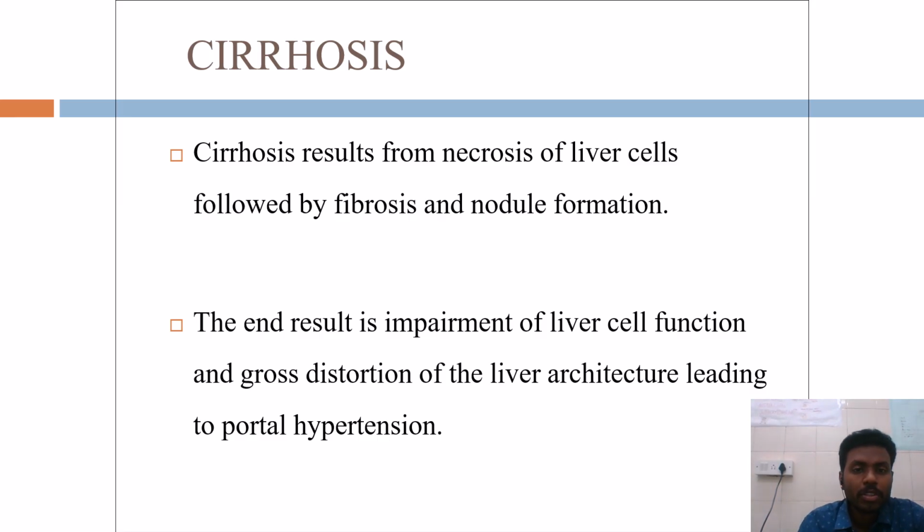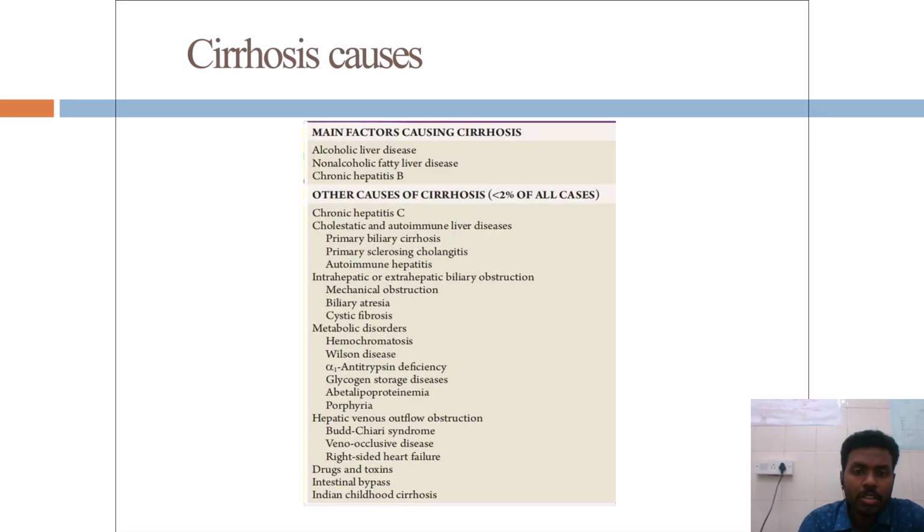So for cirrhosis, cirrhosis results from necrosis of liver cells followed by fibrosis and nodule formation. This is an irreversible change actually. The end result is impairment in liver cell function and gross distortion of liver architecture leading to portal hypertension. So there are multiple causes for liver cirrhosis.